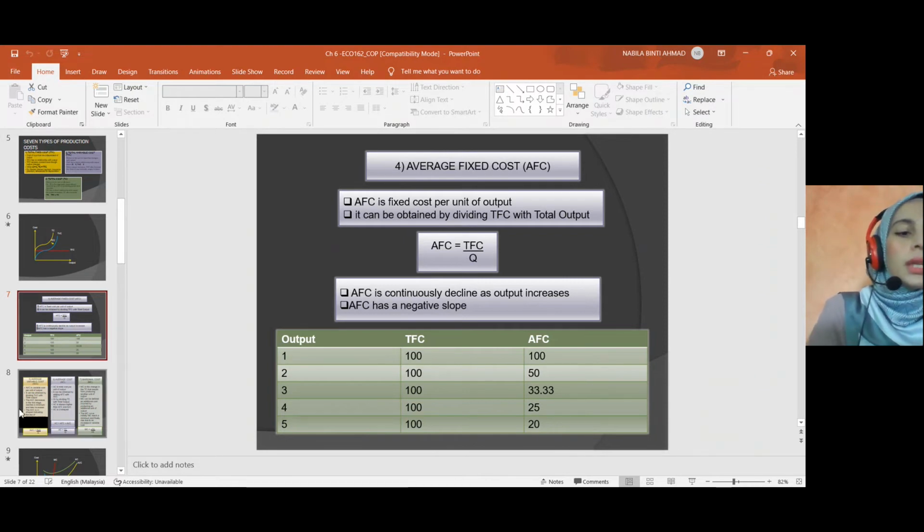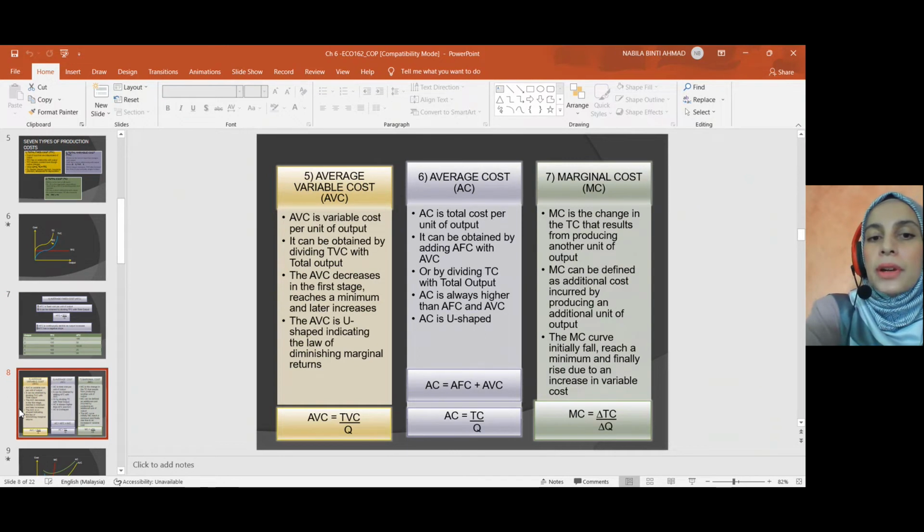Right? And then average variable cost is variable cost per unit of output. So bagaimana kita nak dapatkan dia? Total variable cost divided by quantity. And average variable cost ini berbentuk U-shaped. Maksudnya pada mulanya dia reduce and then dia reach minimum and dia akan increase.